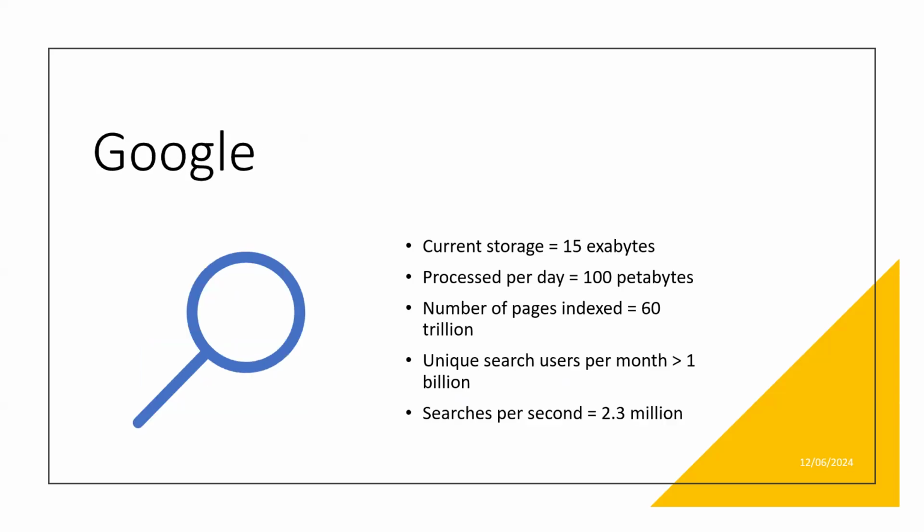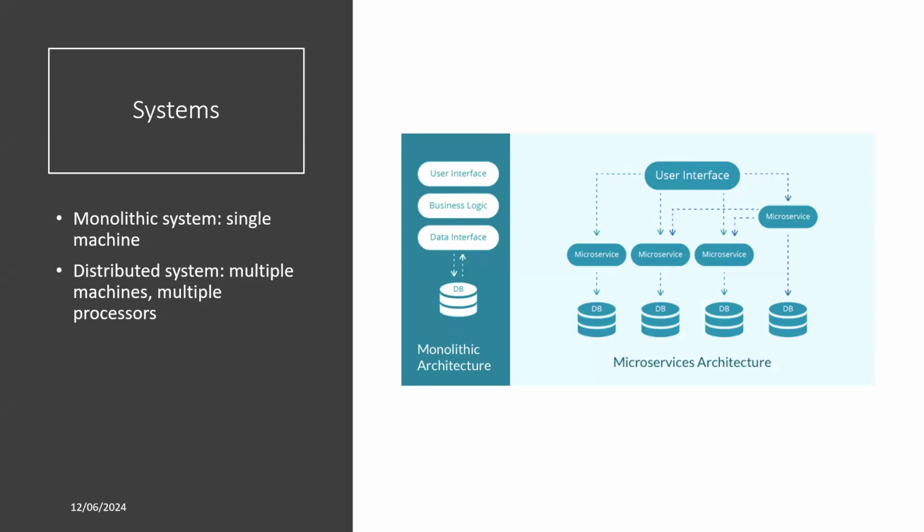Similarly, if you look at Google, it is 15 exabytes, 1000 petabytes processed per day, and the number of pages indexed is around 60 trillion. Unique search users per month are more than 1 billion, and searches per second is 2.3 million. So you can see it's huge, and it shows the scale of the data that we need to handle. Usually the traditional way will not work.